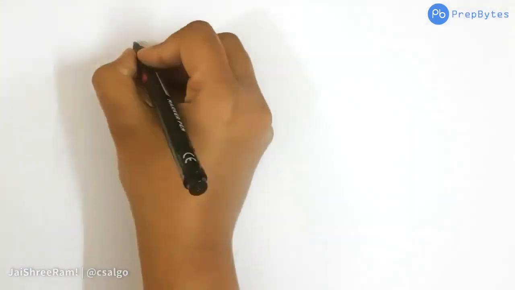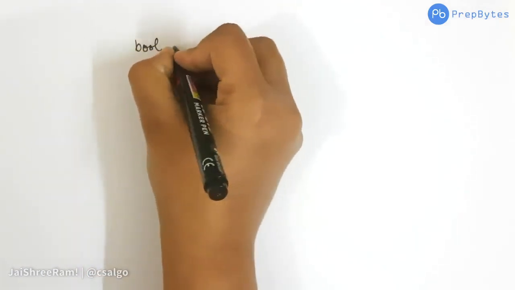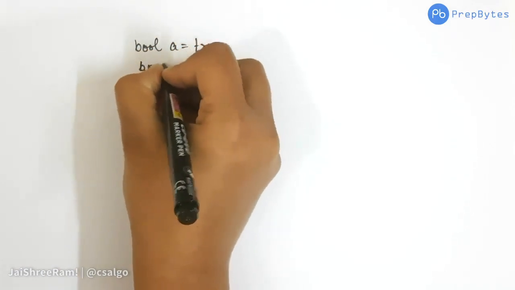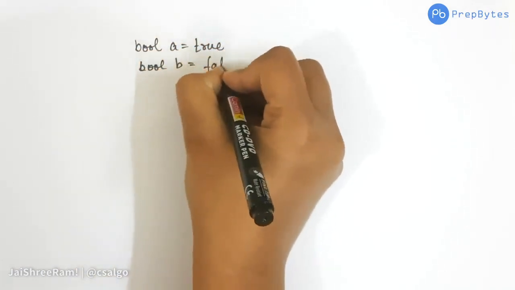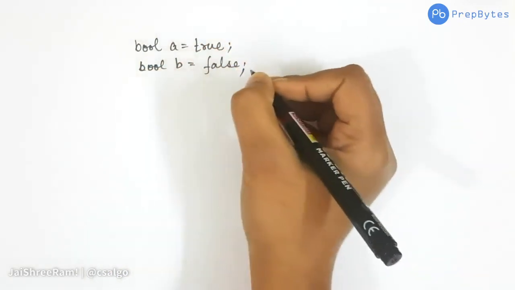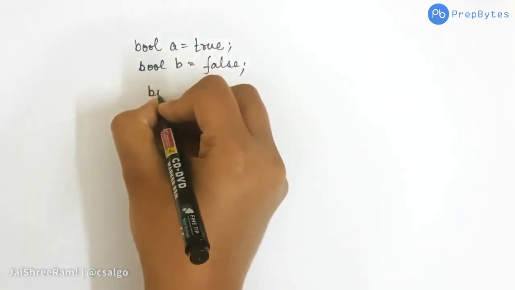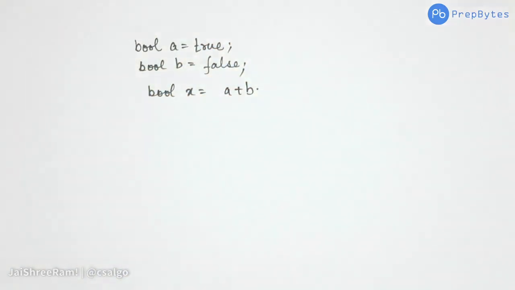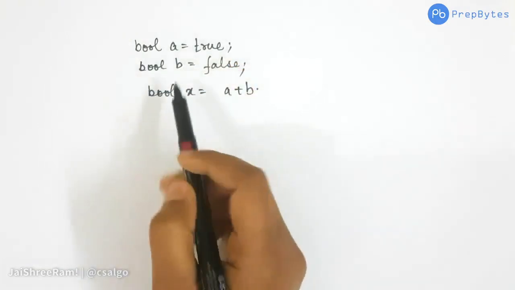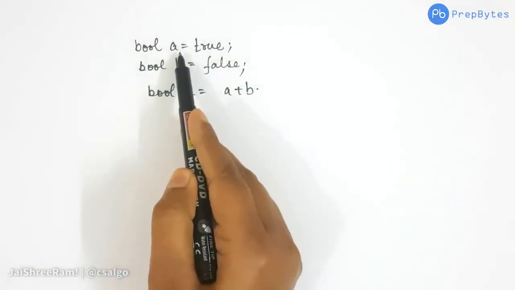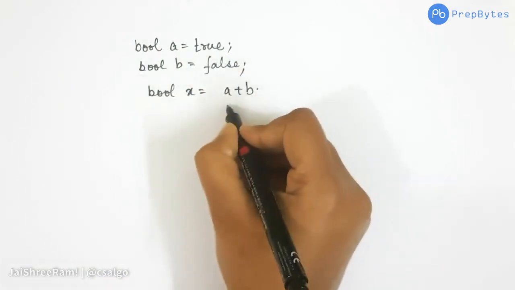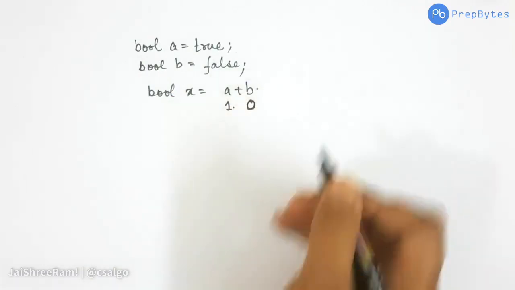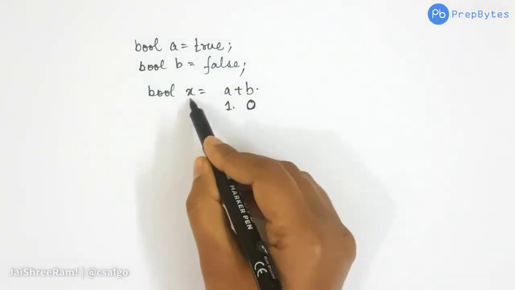So let's write some code. Let's say I write bool a equal to true, b equal to false. And let's say I write bool x equal to a plus b. In this case, a is true, which means a has the value 1, and b has the value 0. So in this case, what will be the value of x?